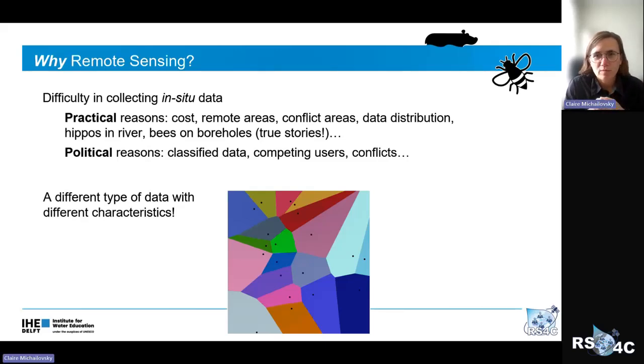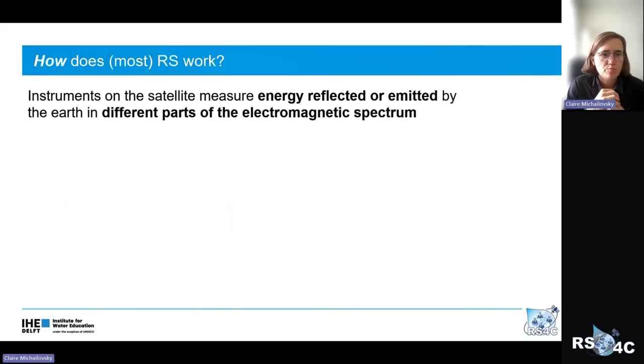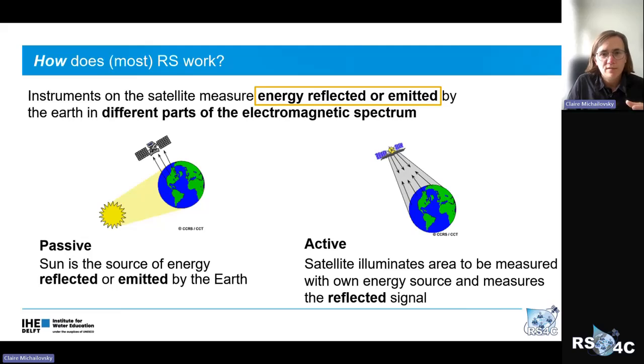So after this brief introduction on motivation, we're going to look a little bit into how remote sensing works. The general principle of remote sensing is that we have instruments mounted on the satellite, or as mentioned before, drone or plane, which measure energy which is reflected or emitted by the Earth in different parts of the electromagnetic spectrum. I'm going to drill a little bit more into this sentence to explain what this really means. The first part of the sentence: energy reflected or emitted by the Earth. So where does this energy come from?